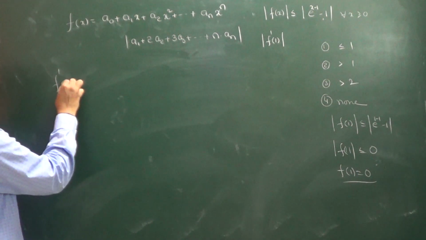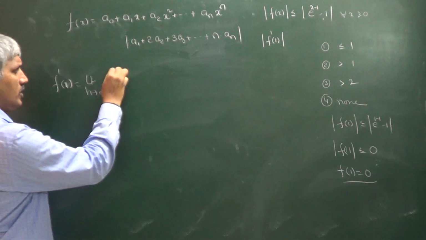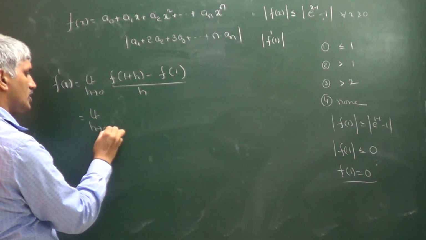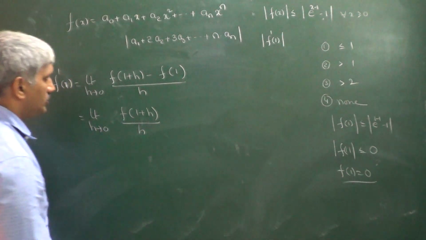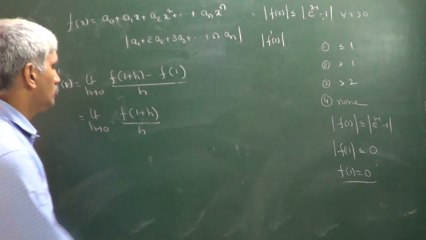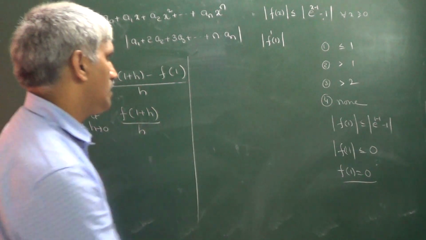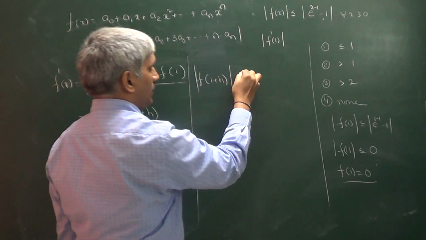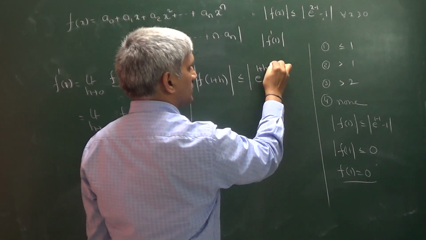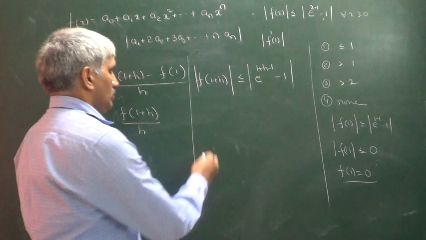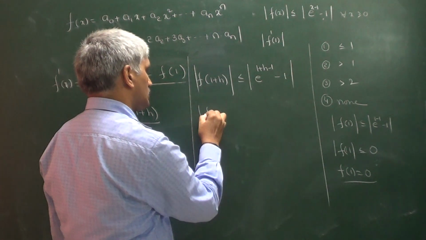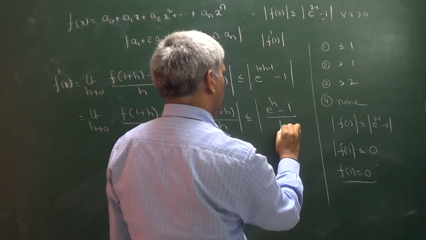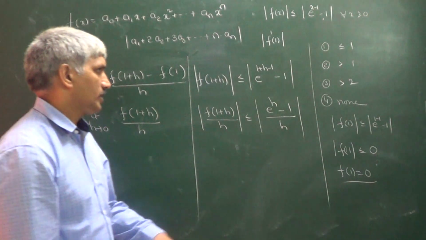Proceed. f dash of 1 is equal to limit h tends to 0 of f of 1 plus h minus f of 1, divided by h. Because f of 1 is 0, this is limit h tends to 0 of f of 1 plus h divided by h. Next, we require the value of f of 1 plus h. Modulus of f of 1 plus h is less than or equal to modulus of e power 1 plus h minus 1, minus 1. Very good. So modulus of f of 1 plus h divided by h is less than or equal to e to the power of h minus 1 by h, because the 1 cancels.